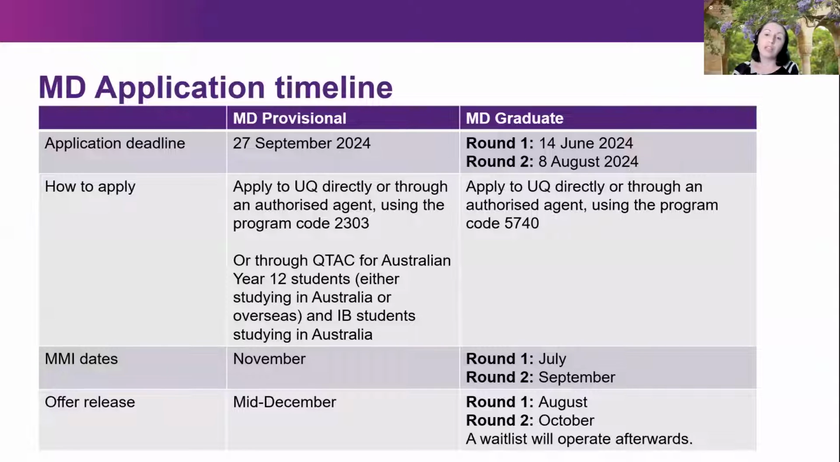If you're interested in our graduate entry pathway, then we have, as I said before, 2 rounds. One where applications close on the 14th of June, and round 2, where applications close on the 8th of August. For these applications, you apply directly to UQ. MMI rounds, the interview rounds, are in July and September, and offers will be made in August and October.